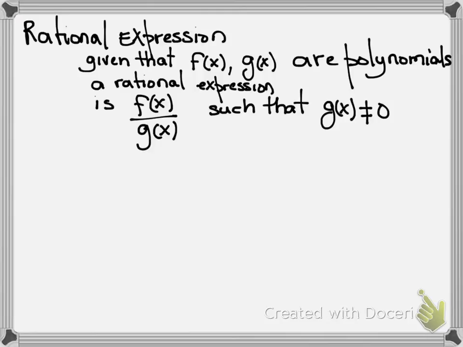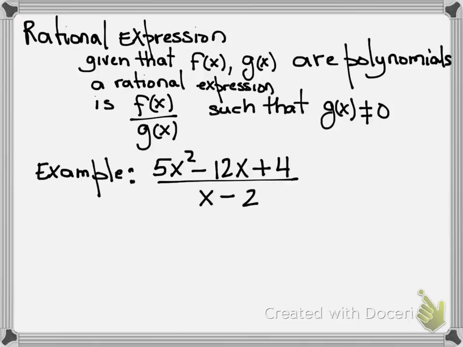So, given that f of x and g of x are two given polynomials, if f of x over g of x becomes the rational function we're looking at, we do not want g of x to equal 0. Okay, now let's look at an example. The expression 5x squared minus 12x plus 4 over the expression x minus 2 is a rational expression.